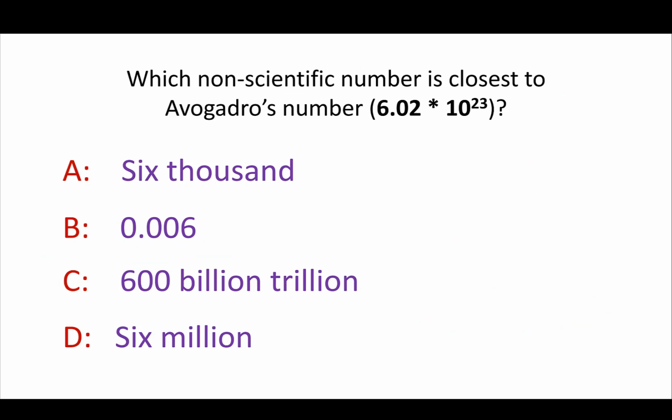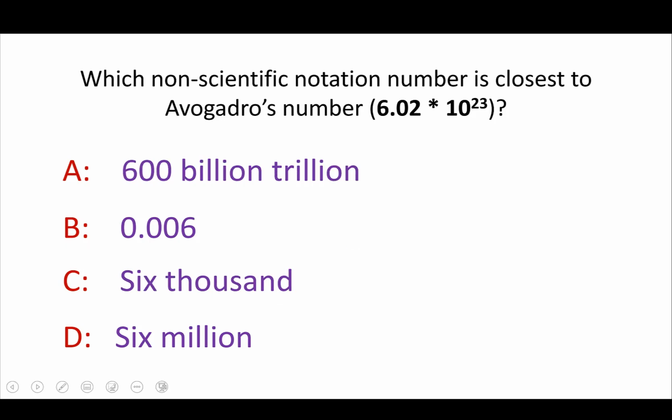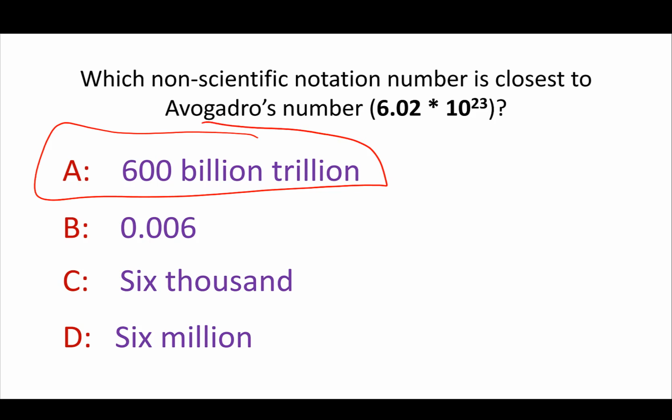So which non-scientific number is closest to Avogadro's number, which is 6.02 times 10 to the 23rd? Is this close to 6,000, 0.006, 6 billion trillion, or 6 million? Well, this number represents 6.02 and then 21 zeros after the decimal place. So this is a lot. This is a huge, huge number. It's the closest to 600 billion trillion out of all these examples. Yep, 600 billion trillion. I don't know why I had that twice. That's the answer. There we go.